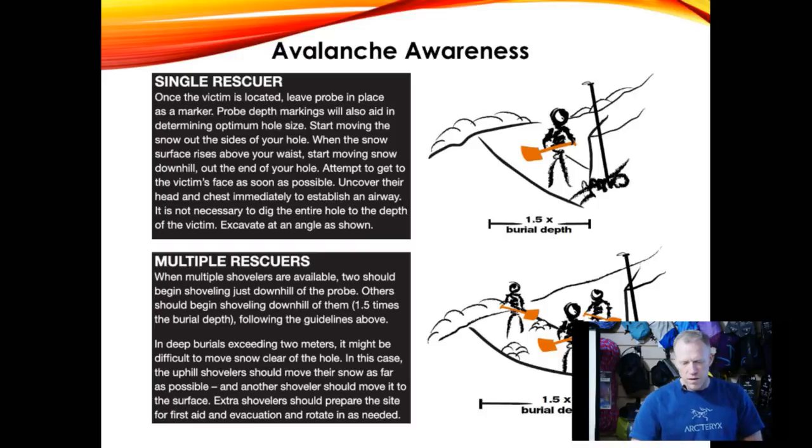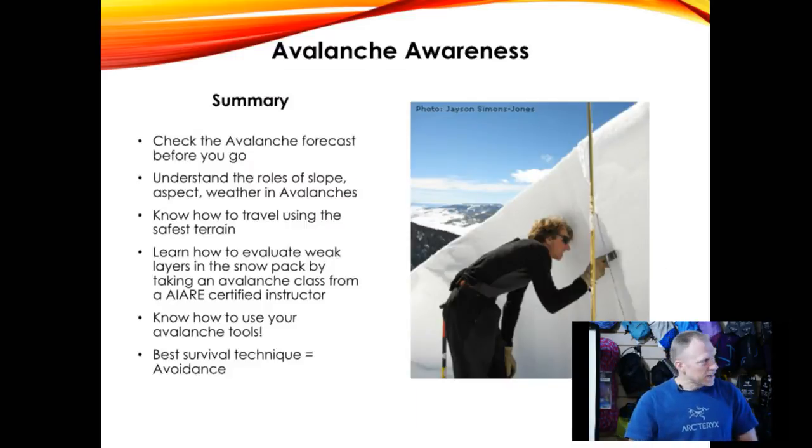I like this page here, I'm going to linger on this a minute. So in summary, for avalanche awareness, number one, check the avalanche forecast before you go. Nothing's more important than the information. Understanding the roles of slope, aspect, and weather is key. Again, those would be the angle of the slope, the aspect, the orientation, and whether it's been snowing recently, whether it's been warming up or cooling. And then the general terrain, the general weather patterns that have been occurring.